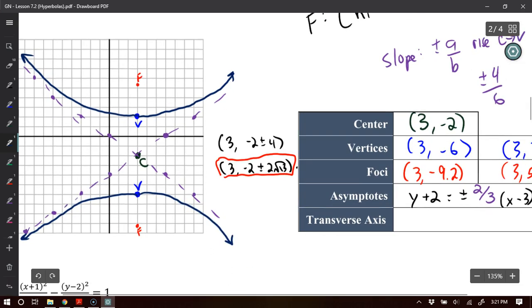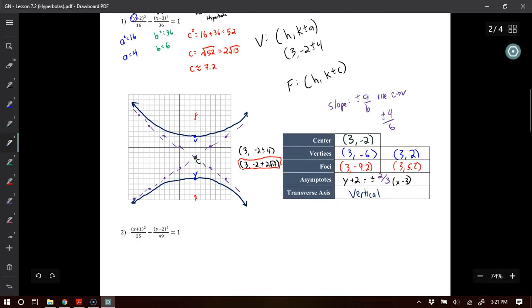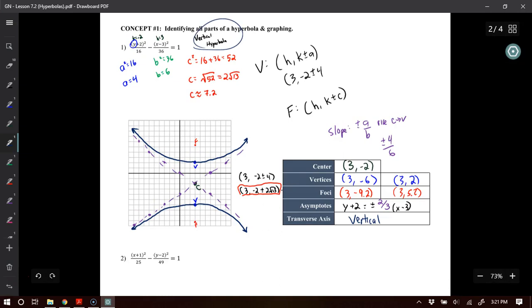I guess I didn't answer transverse axis. I've said it before: this is a vertical hyperbola. That's the first thing I addressed right away, so I should have written that down in that box right at the beginning. But that's a vertical hyperbola.